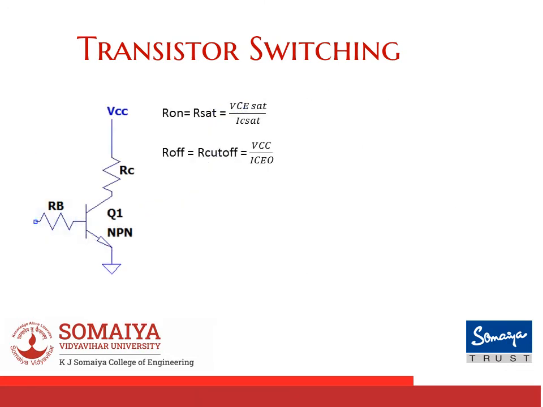There is also resistance relative to the on state and off state of the device. When the transistor is acting as a switch and it is on, it is in saturation, and the R on or on resistance is given as equal to VCE sat upon IC sat. When the transistor is in off state, it is in cutoff mode and the resistance is given by VCC upon ICEO. Remember, ICEO is nothing but the minority current in common emitter.